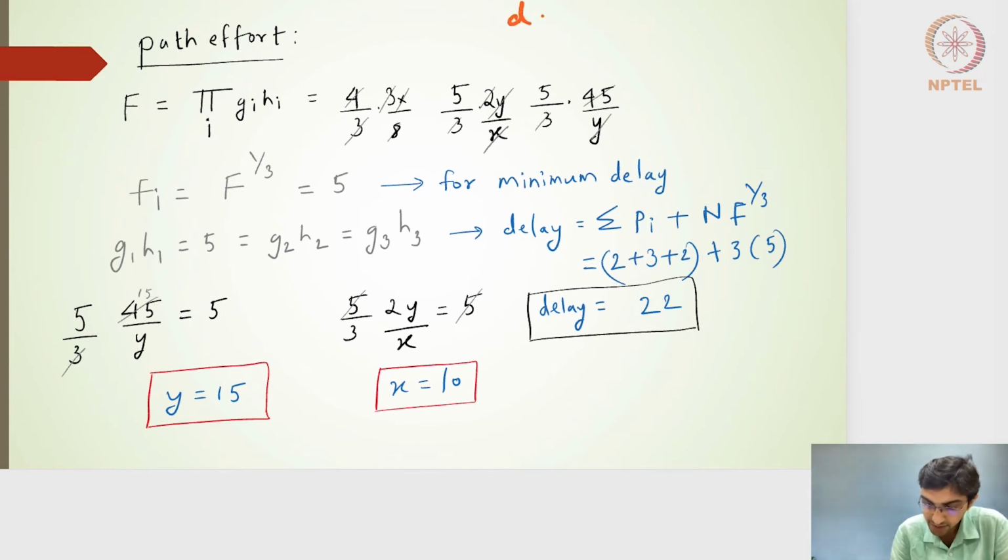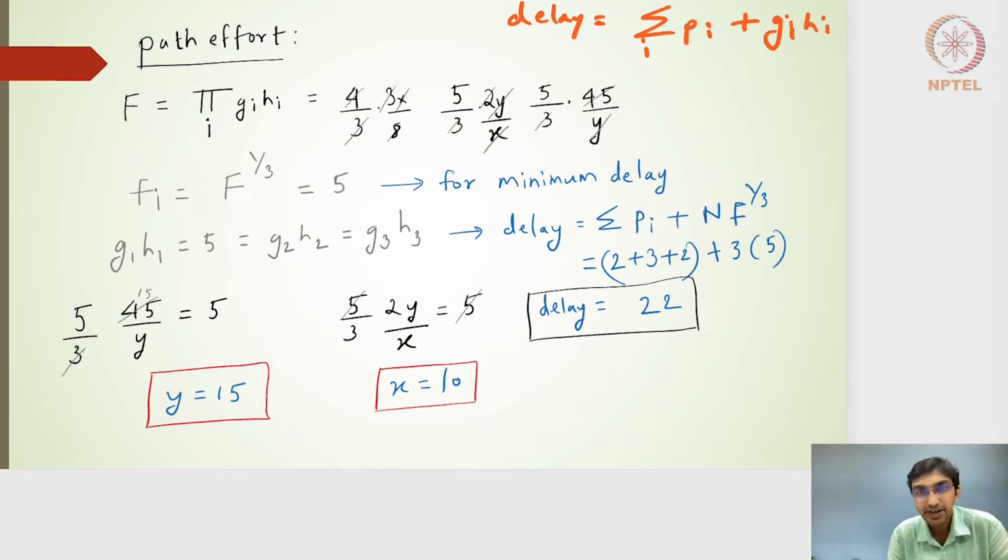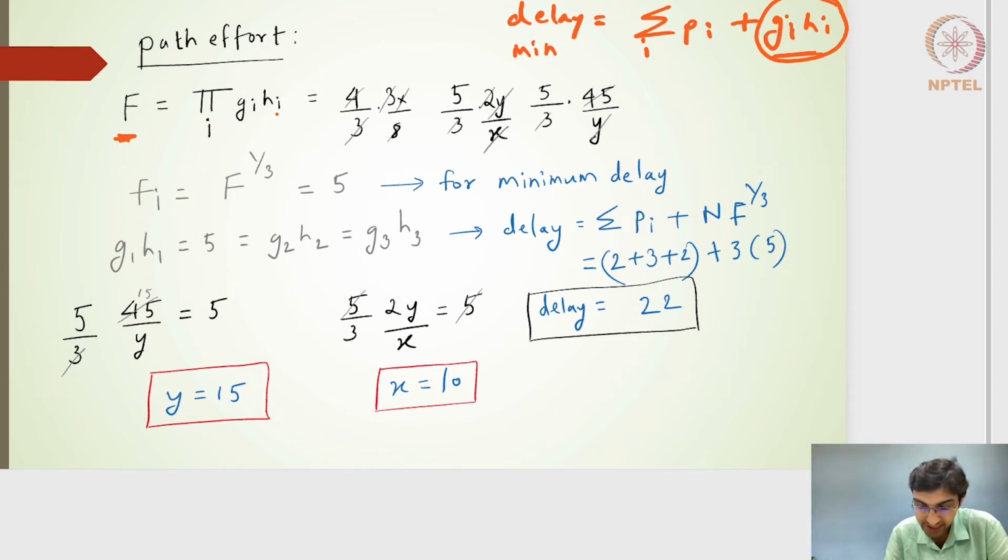So the overall delay here, the normalized delay, I'm going to write it down as the summation of Pi plus Gi Hi. For estimating the minimum delay here, what we had identified is if I can find out a value of the product of Gi Hi. Right, so if I don't have the variables x and y, that is something we need to calculate so that we'll get the minimum delay. But if I somehow find out the product of Gi Hi, which is nothing but the path effort f value, without having any variables x or y.